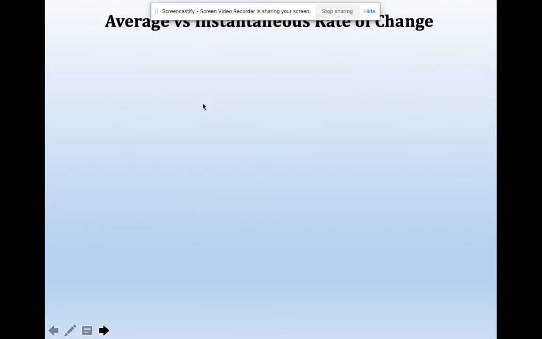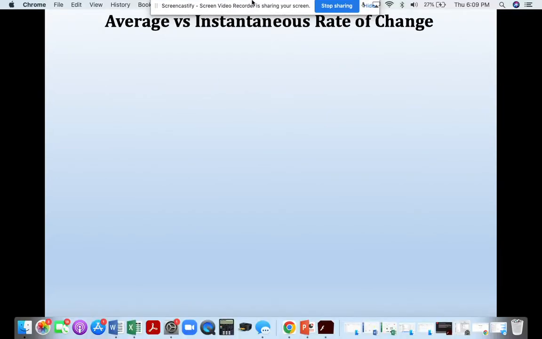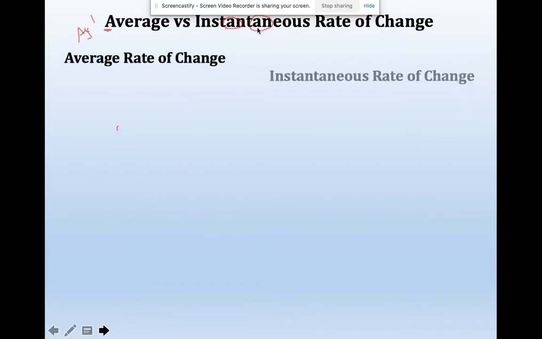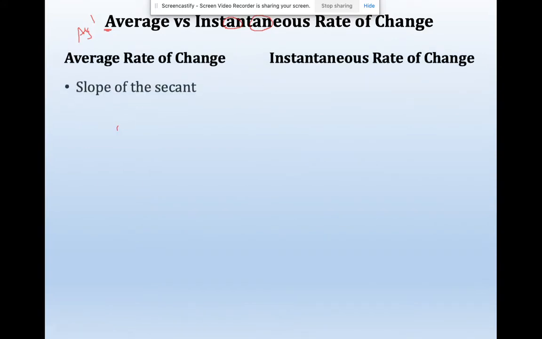All right, so that was a recap. Average versus instantaneous rate of change. Remember I told you average starts with A. A is algebra one. Instantaneous has the word tangent in it, or kind of tangent. Matter of fact, it has it twice, right? Instantaneous. Average rate of change, instantaneous rate of change.